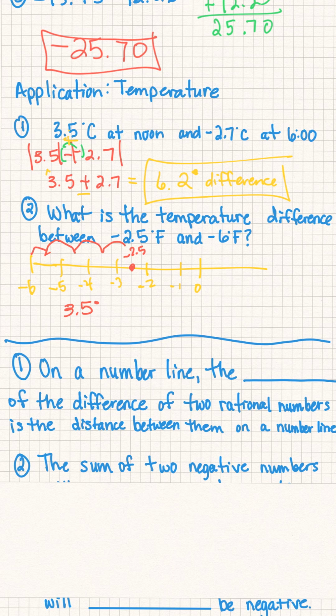It's not a negative or a positive when you think about temperature. It's just the difference is 3.5 degrees. If you did want to subtract this, negative 6, subtract negative 2.5, 3.5. Same answer.